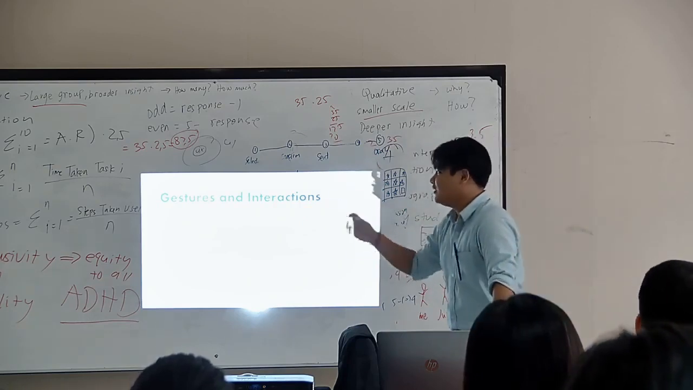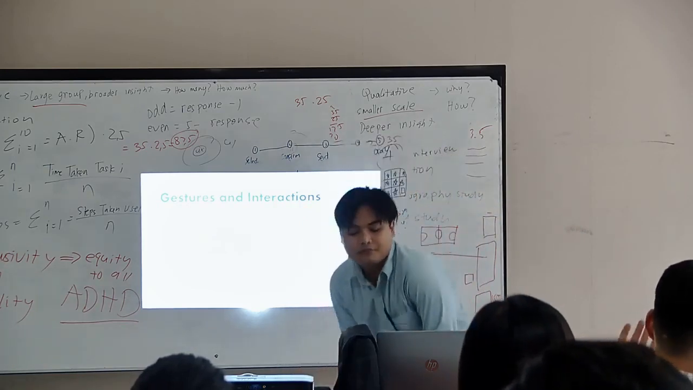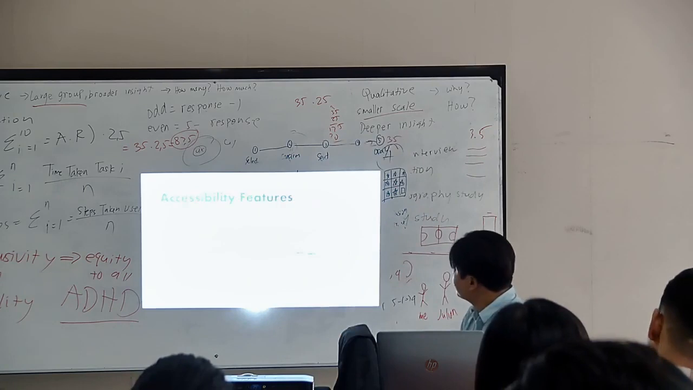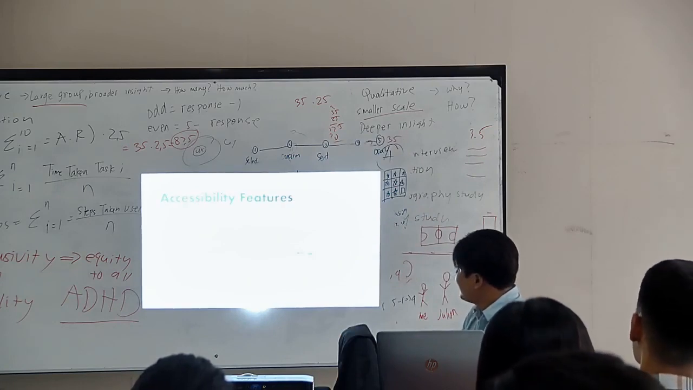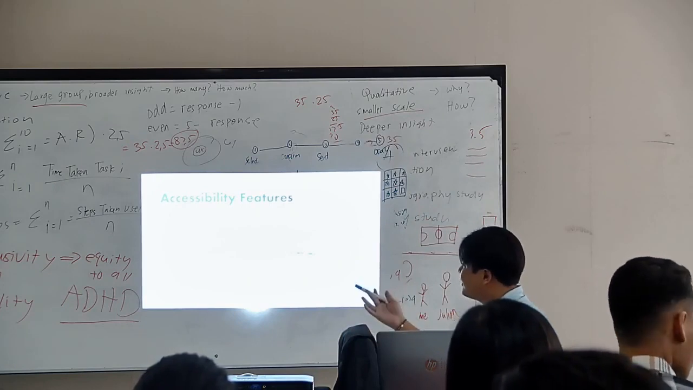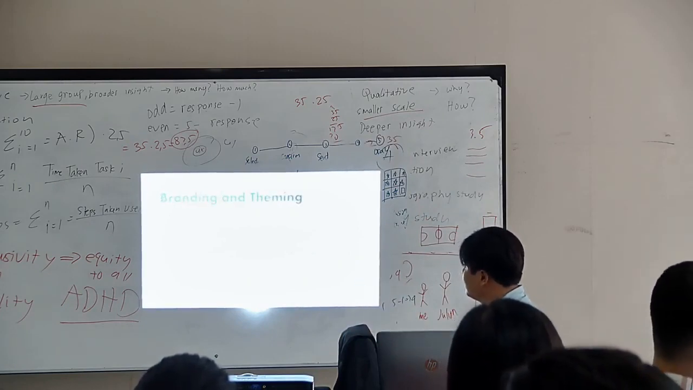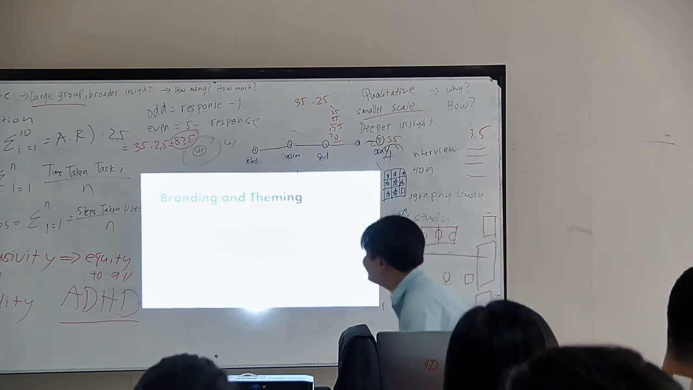Pinch and zoom, and swipe, are definitive. Accessibility is like text size, voice commands, screen readers, keyboard graphics. And then we have branding and gimmick.